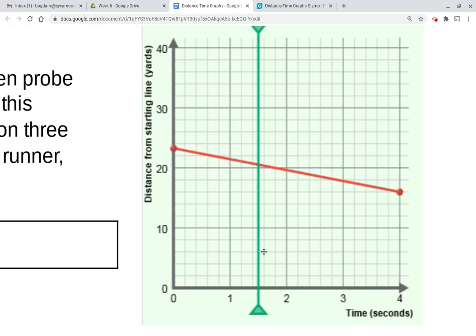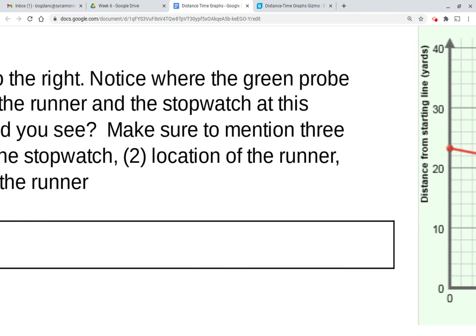The location of the runner. Well, here's the 20-yard line, and this is a little bit above the 20-yard line. These smaller lines seem to be worth two. So if this is 20, this is 22, 24, 26, 28, 30. Halfway between 20 and 22 would be 21, and this is less than halfway. So we are not quite at 21 yards. So we're somewhere between 20 and 21 yards. So the location of the runner is around the 21-yard line.